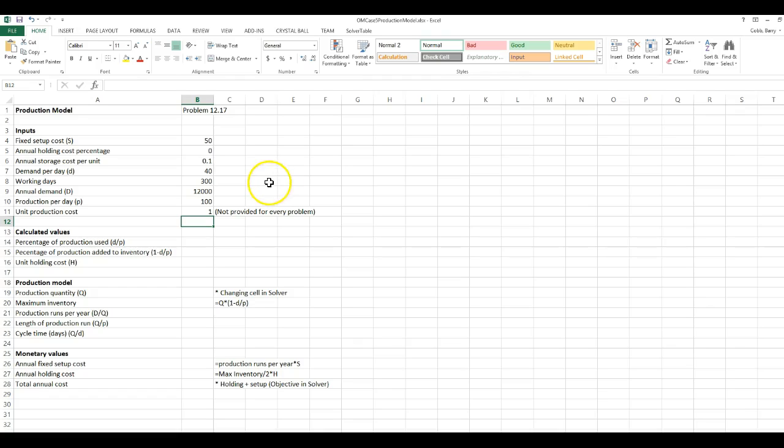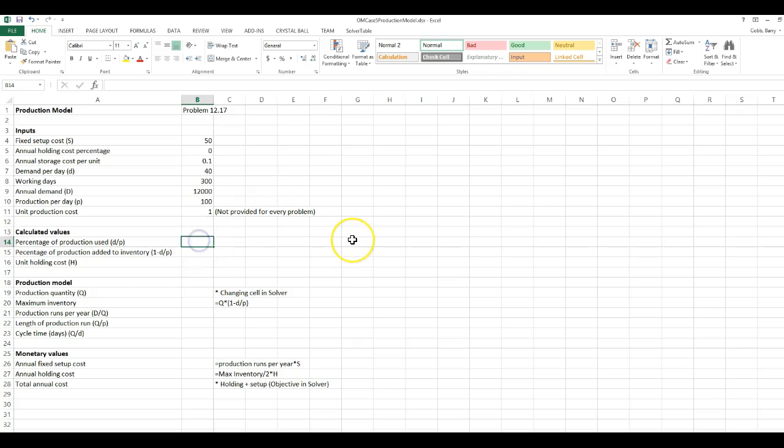The goal is to determine the best production quantity in order to minimize the total of their holding costs and their setup costs. This is different than the inventory purchasing problem because as soon as we make some inventory, we're going to use some of it to satisfy demand.